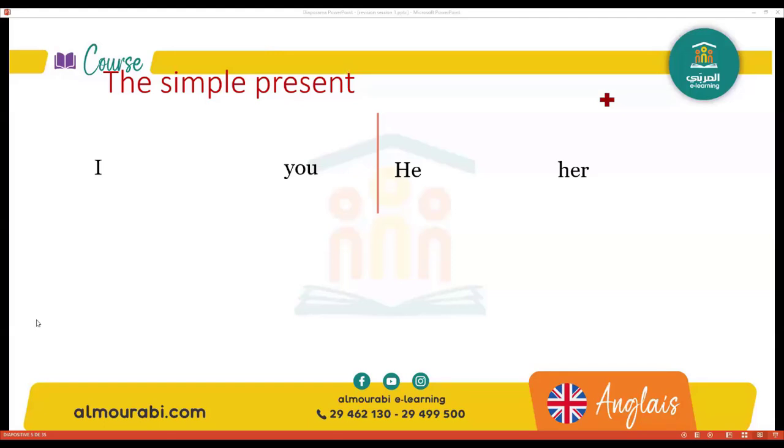How many forms? I'm talking about the form. Not really, not singular and the plural. We are not talking about the subjects. We are talking about the form. Okay, I'll make it easier for you.